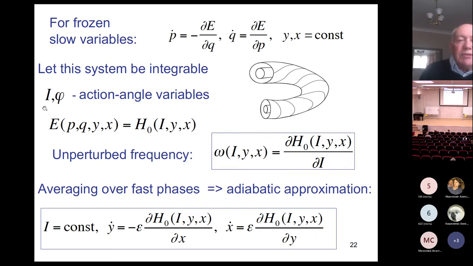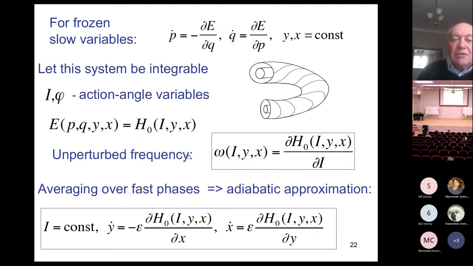And then in adiabatic approximation, we can just average everything over motion on the torus. So we have action-angle variables, with the phase space of fast variables foliated by invariant tori. Action enumerates tori, and phase is a phase on the torus. So if we have a two-dimensional torus, this means that we have two phases. And motion on the torus is quasi-periodic motion. To calculate the frequency, we should express our Hamiltonian through action, and it depends on slow variables as parameters. And then the derivative of the Hamiltonian with respect to action is a vector of frequencies.